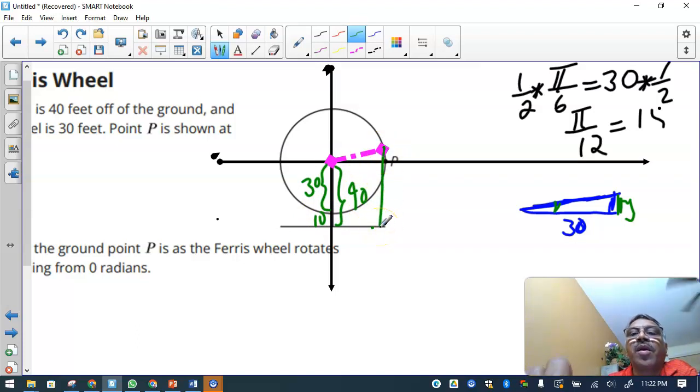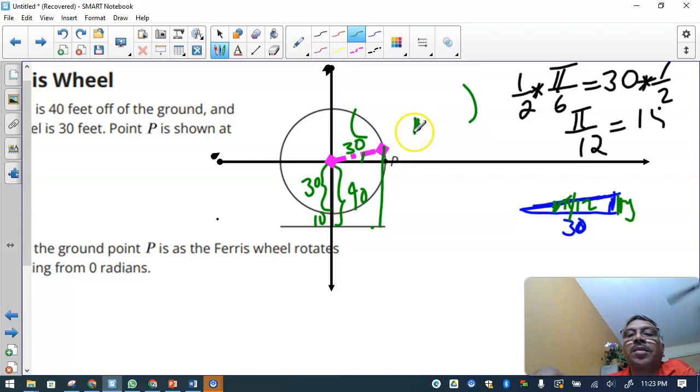So it's going to be 40 plus... Remember the y coordinate is always... If this is given to you as 30 feet, then whatever the angle is, pi by 6 here, sorry, pi by 12. The angle here is pi by 12. So it is going to be 40.